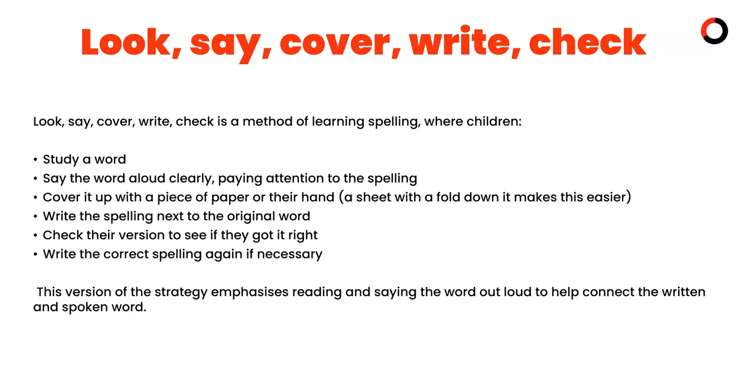The intervention is the look, say, cover, write, check method of learning spelling, where children study a word, say the word aloud clearly, pay attention to the spelling, cover it up with a piece of paper or their hand, write the spelling next to the original word, check their version to see if they got it right, and then write the correct spelling again if necessary. This version of the strategy emphasizes reading and saying the word aloud to help connect the written and spoken word.